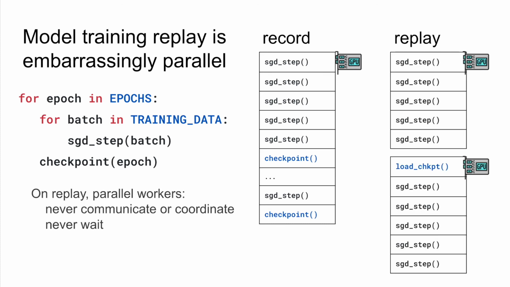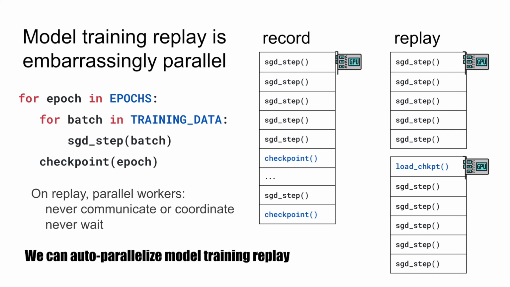Now, at replay time, think about how the second GPU would set itself to the correct starting state. One option would be to execute every instruction before its starting point, but another option is for it to just load the checkpoint and set itself to the correct state. In other words, checkpoints break dependencies between the multiple workers, and so they're able to execute independently, and they're able to complete without communicating or coordinating. They never wait. In the paper, we discuss in more detail our mechanism for auto-parallelizing the replay of model training.